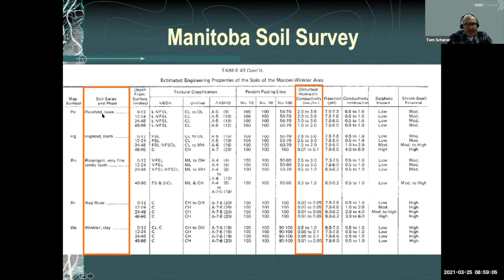In contrast to that, you can look up here, this Flying Field loam. You can see the estimated values down 48 inches. So if you were down in this range, you'd be 2 to 3. So you have different KSATs for different soil types, and that would then affect what spacing you might have. So that information is available.